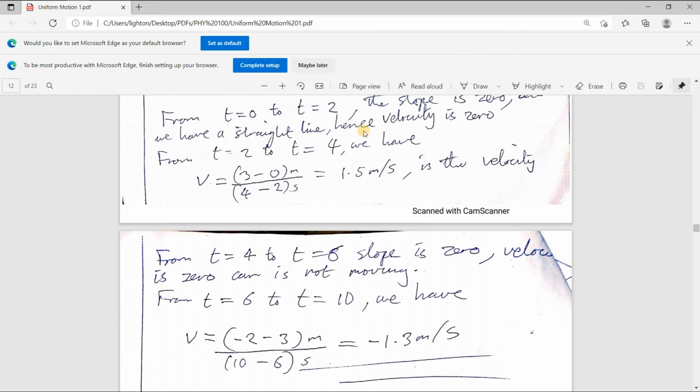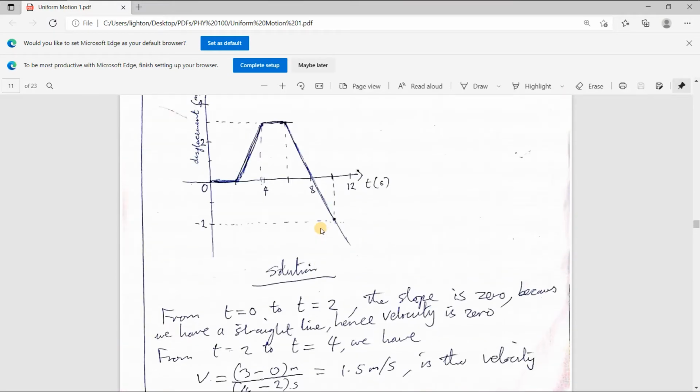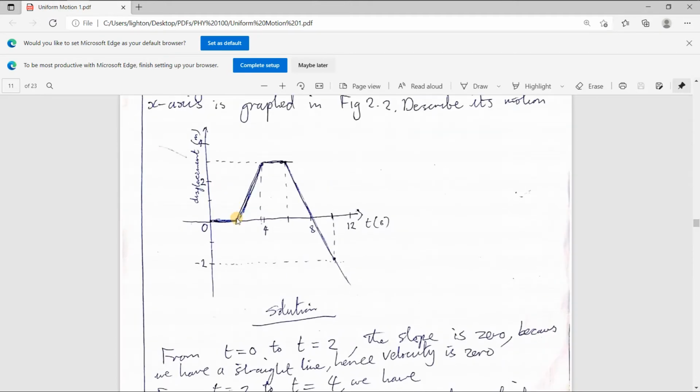So now we have a straight line, velocity is 0. So we've described from t equals 0 to t equals 2. Now let's describe from t equals 2 to t equals 4. When you look at this graph again, from t equals 2 here to t equals 4, what is the slope of this line?